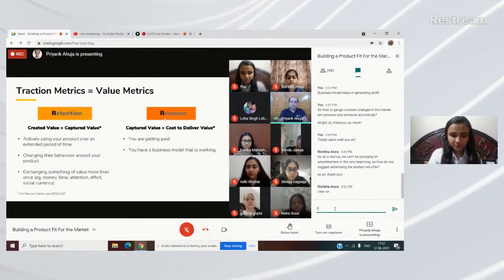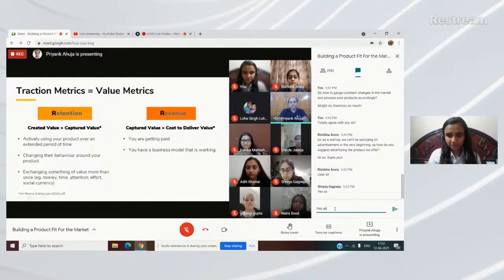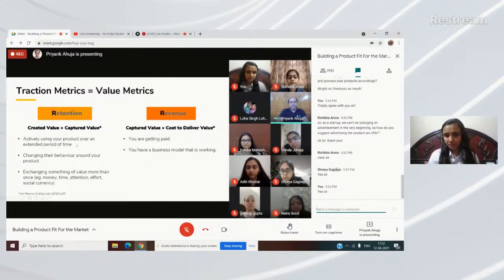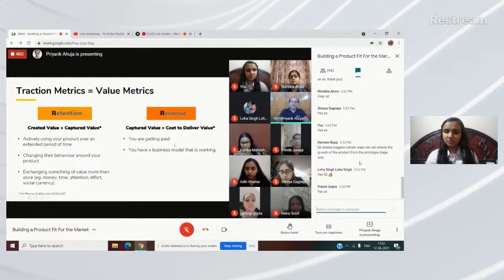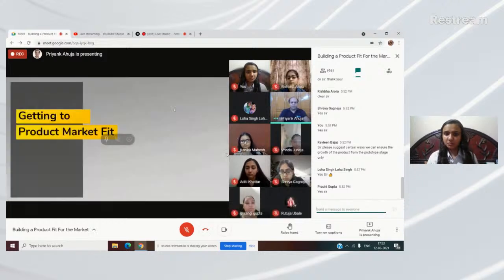Okay. Now, what are those retention metrics? Retention metrics are about those customers who are returning again and again, meaning frequent purchasers of your product and services. Revenue means the total captured value when your product is getting sold. When you are getting paid, that is derived from the revenue. It's very simple to understand.